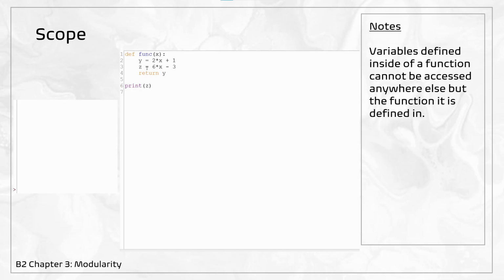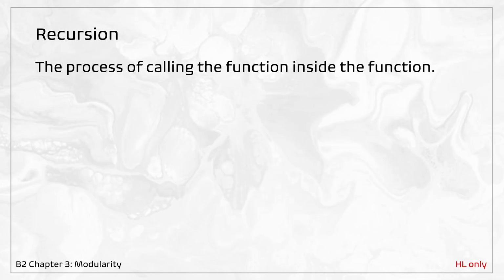As you can see, we have a variable, z, defined inside of the function. And if we try to print z and run this program, we get an error. And that's because z is a local variable, and z is local to the function, so we can't access it outside of it. There's a special trick that can be used with functions as well, called recursion.